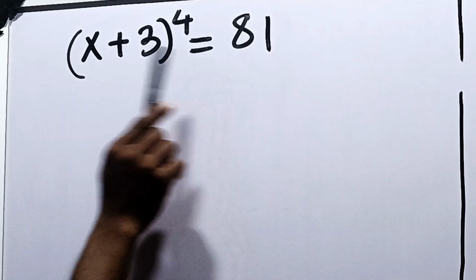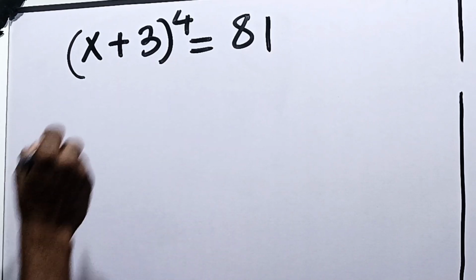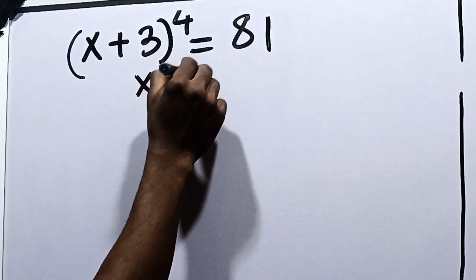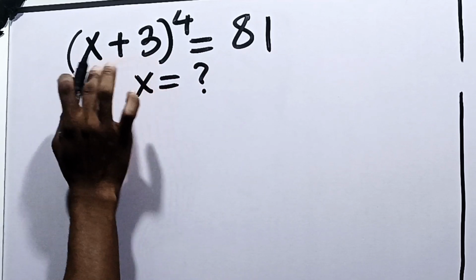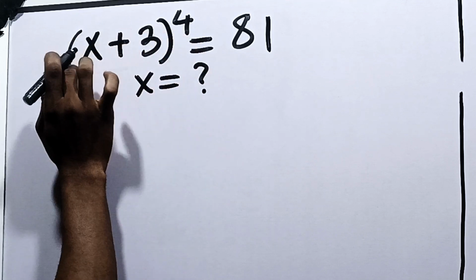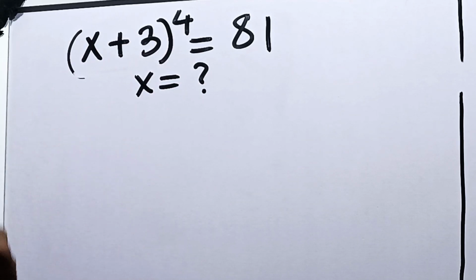Let's solve this together. It says (x + 3)^4 = 81. We're going to solve for the values of x in this question, okay? Now, first things first, let me establish something before we move on. If you look here, the highest power of x is 4. If the highest power of x is 4, it means that x has 4 answers, okay? So let's go ahead and solve this.